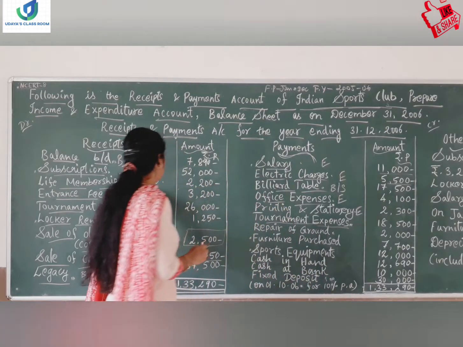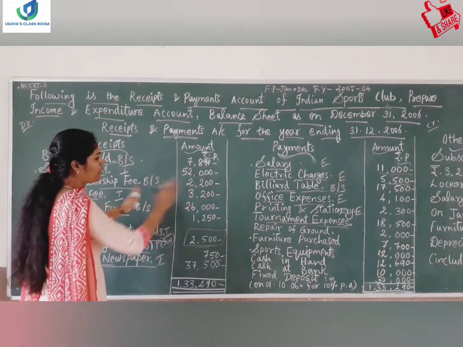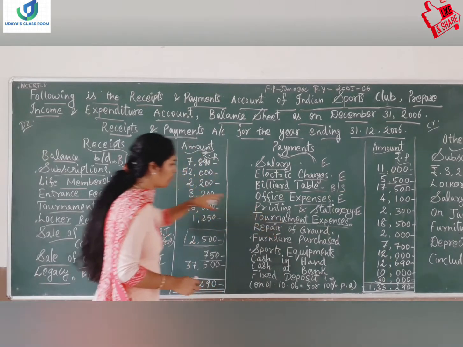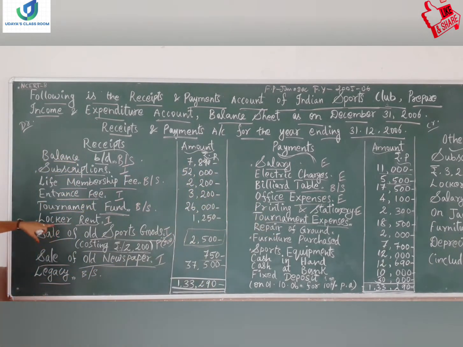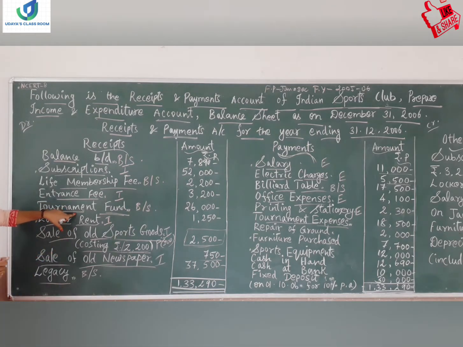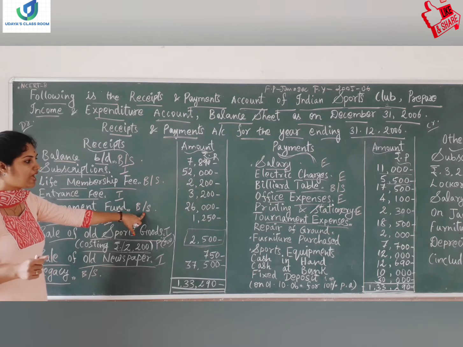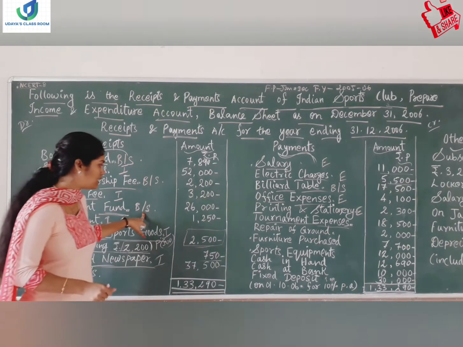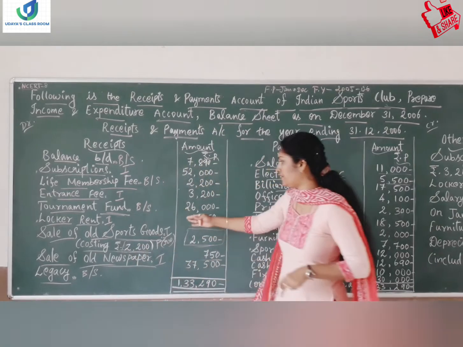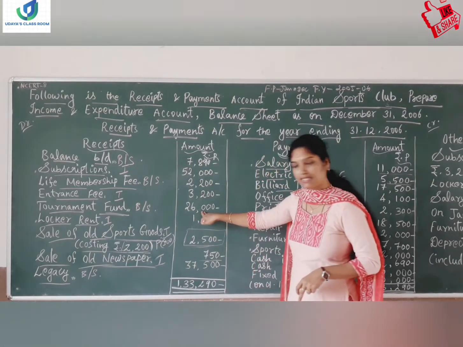Here, this receipt and the payments will have connection. This tournament term already we have seen in the receipt side also. Immediately we need to concentrate here, that is the tournament fund. We have written in the balance sheet, right? So which means the organization would have received tournament fund 26,000.